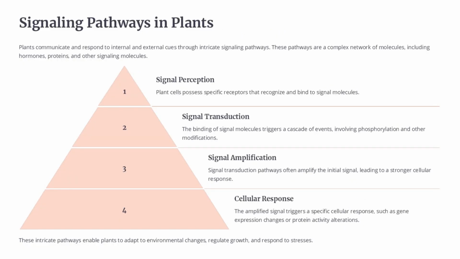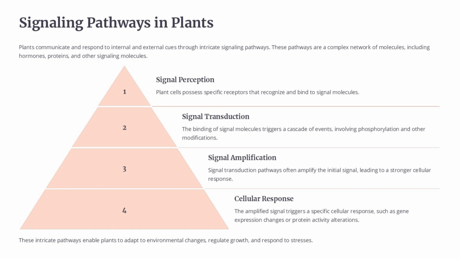Plants have complex signaling pathways that allow them to communicate and respond to internal and external cues. These pathways involve a network of molecules like hormones, proteins, and other signaling compounds. The key steps in plant signaling pathways are signal perception. Plant cells have receptors that recognize and bind to signal molecules.